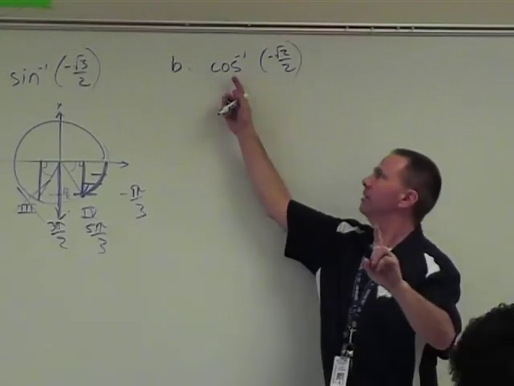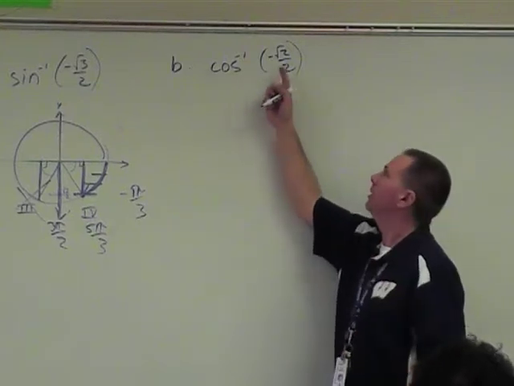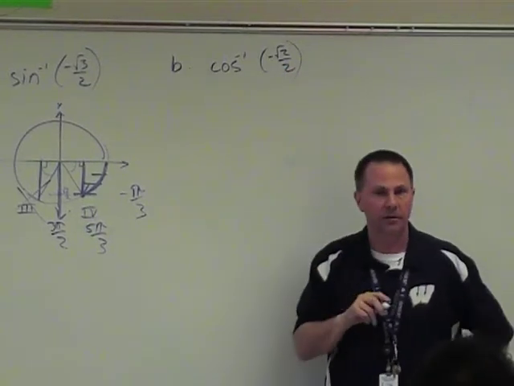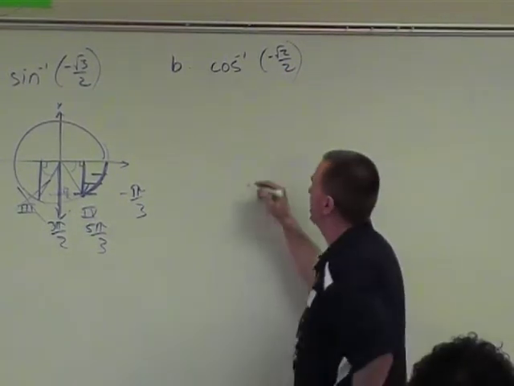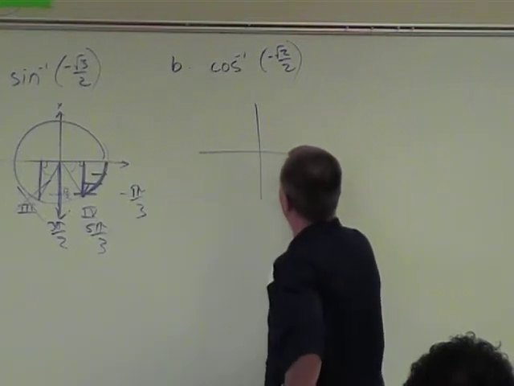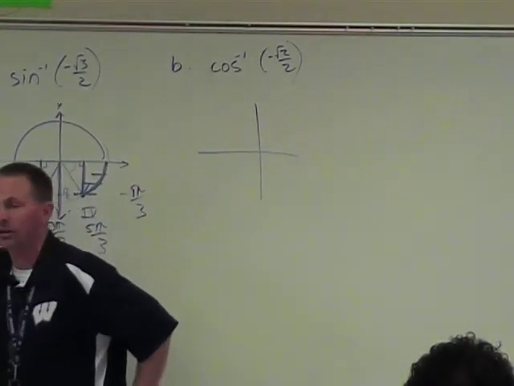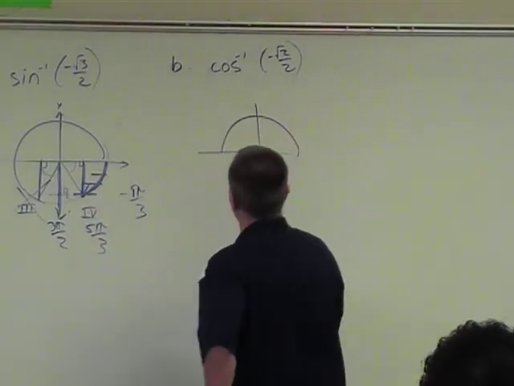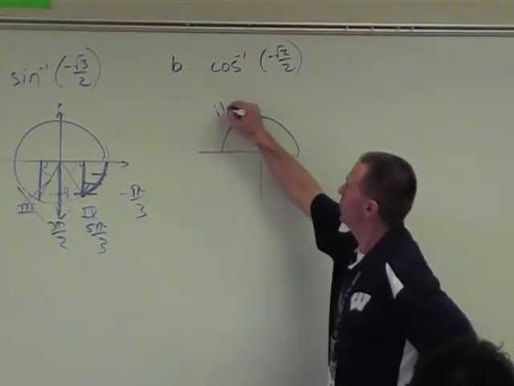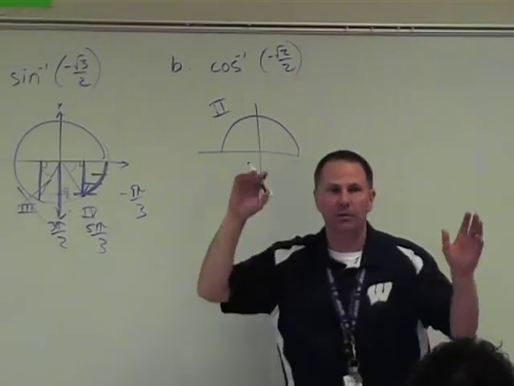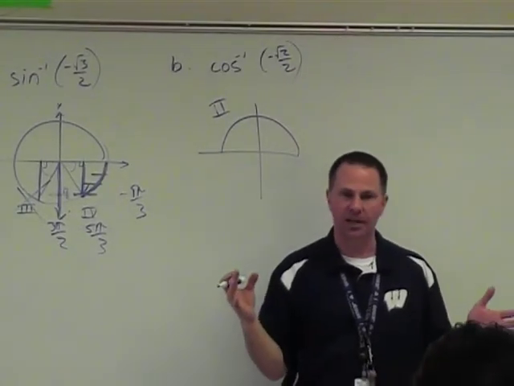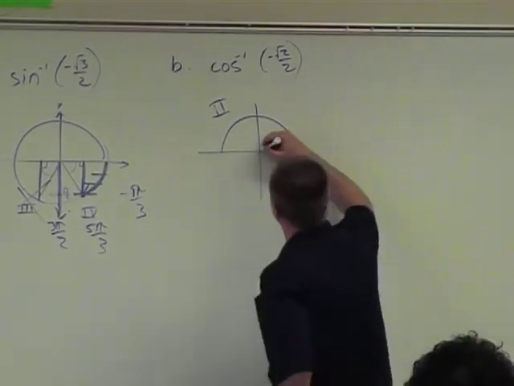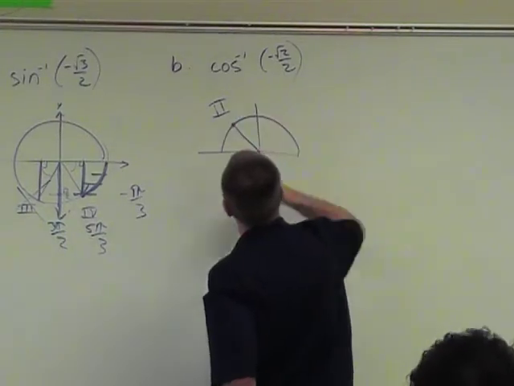Where is x negative? And we're only dealing with 0 to pi. So where is x negative? Quadrant 2. What do you know about radical 2 over 2? What kind of angle is that? 45. It's a 45 degree angle. So we know that that's it right there.